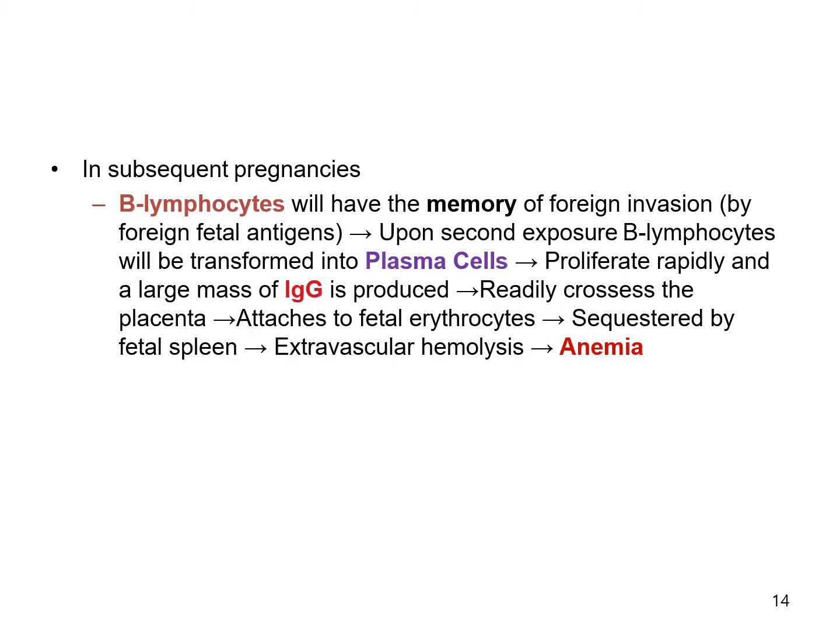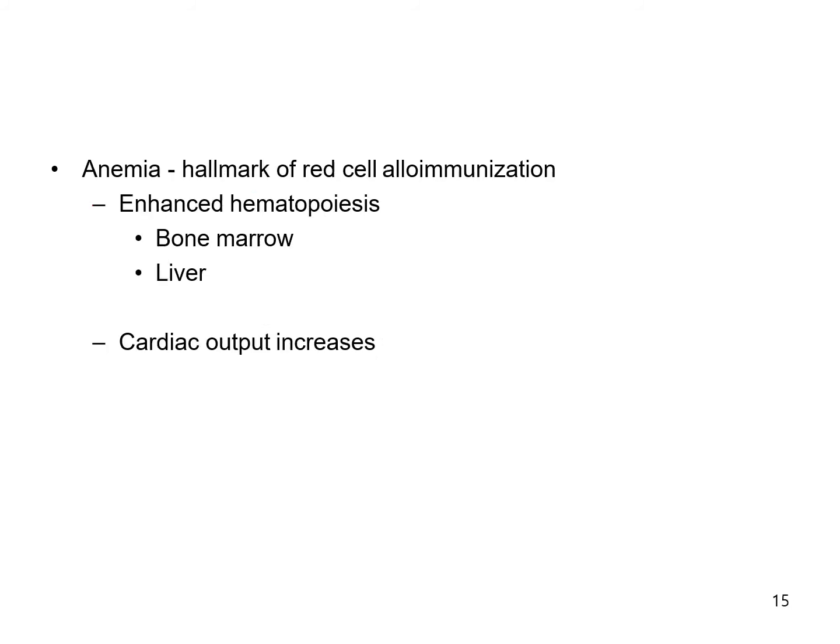In subsequent pregnancies, B lymphocytes will have the memory of invasion by foreign fetal antigens. Upon second exposure, B lymphocytes will be transformed into plasma cells, which produce large amounts of IgG, which can readily cross the placenta and attach to the fetal erythrocytes, which are sequestered by the fetal spleen, leading to extravascular hemolysis and anemia. Anemia is the hallmark of red cell alloimmunization.